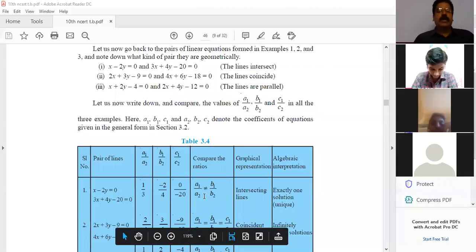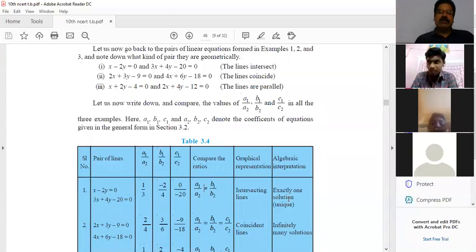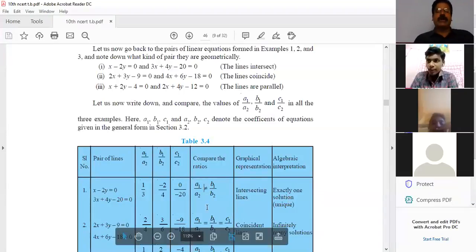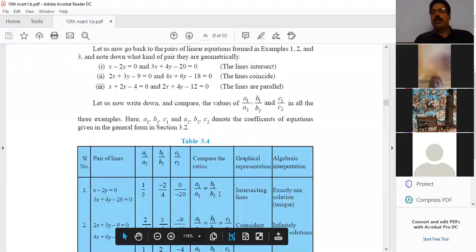Here a1 by a2 is not equal to b1 by b2: 1 by 3 is not equal to minus 2 by 4. Hence, the graphical representation is that they are intersecting. The algebraic interpretation is exactly one solution. So these equations are called consistent equations. The condition for consistent is a1 by a2 is not equal to b1 by b2.